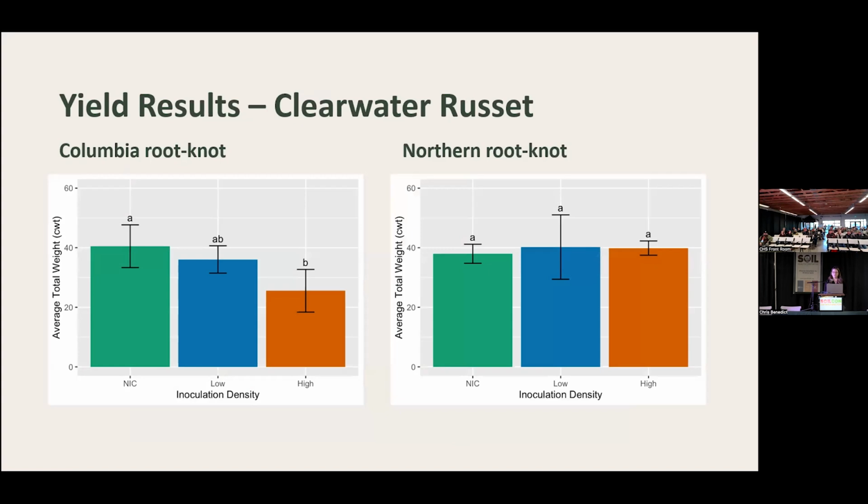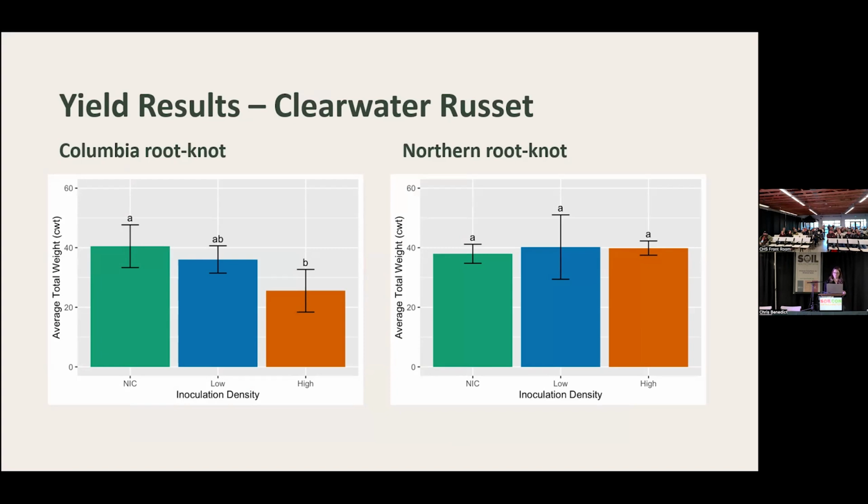So first up is yield results. This is specifically looking at the Clearwater Russet variety. In the 2 graphs, I show the average total weight and hundredweight of the tubers from harvest. On the y-axis is the average total weight in hundredweight. 1 hundredweight is equal to 100 pounds. So when you see 40 on the y-axis, that's 4,000 pounds of potato.